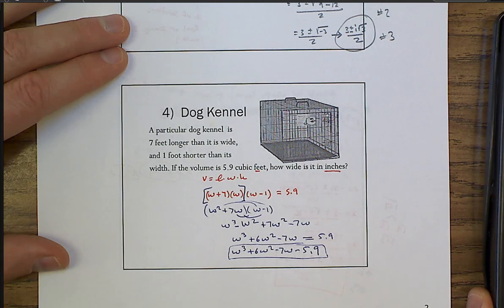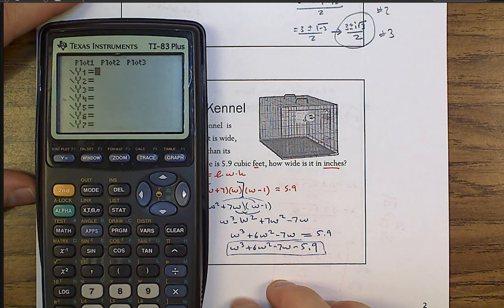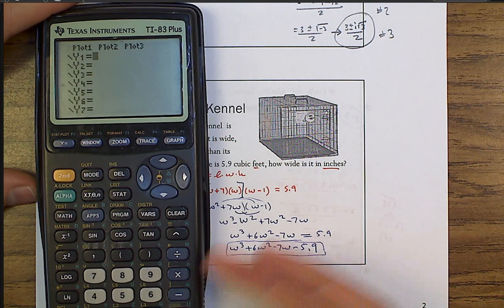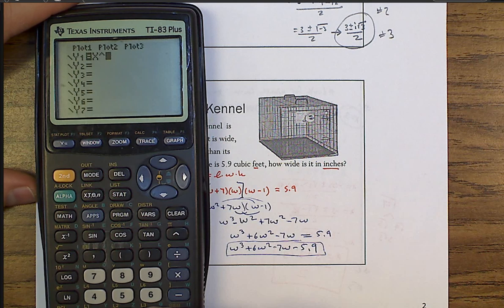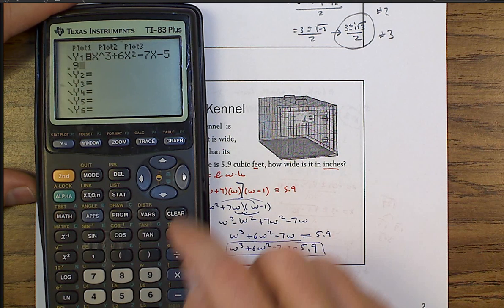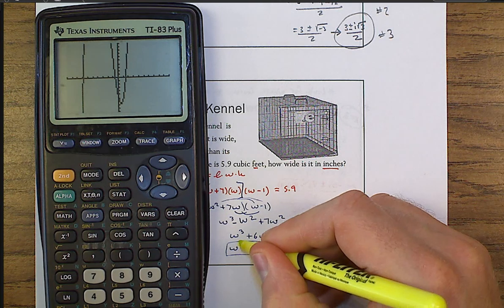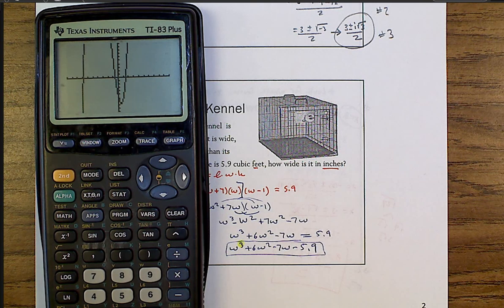So I'm going to go Y equals, clear that, and instead of W's we can use X, so X to the third plus 6X squared minus 7X minus 5.9. Go ahead and hit graph. Okay, now what do we notice? Well, let's talk about this. We do have a cubic function, right? We have a 3 there, so we know we're going to have 3 solutions. If you look at your graph, you'll notice that it is crossing the x-axis in 3 spots.